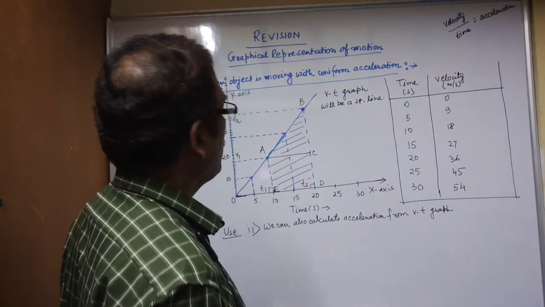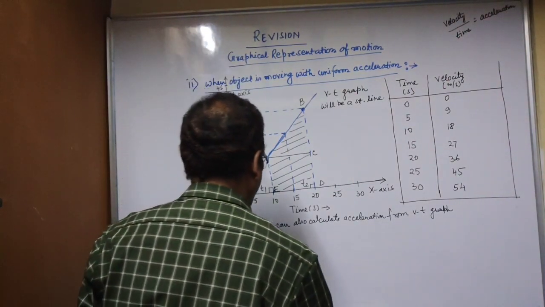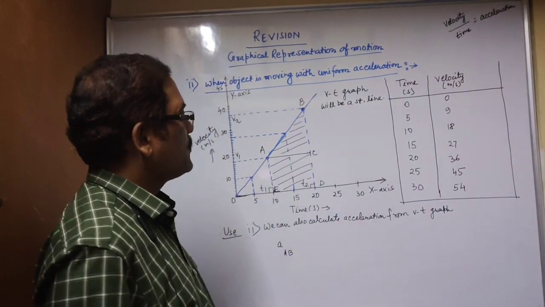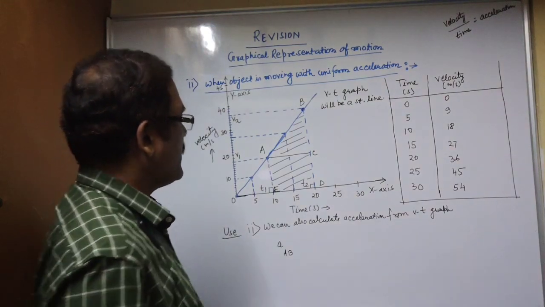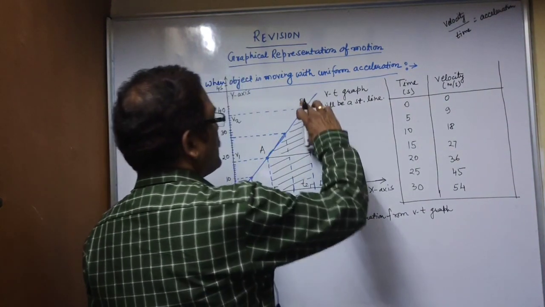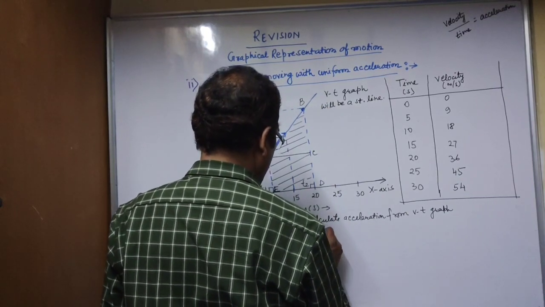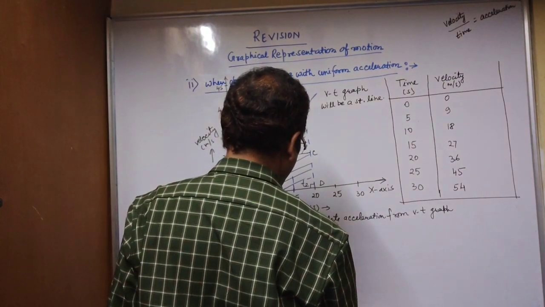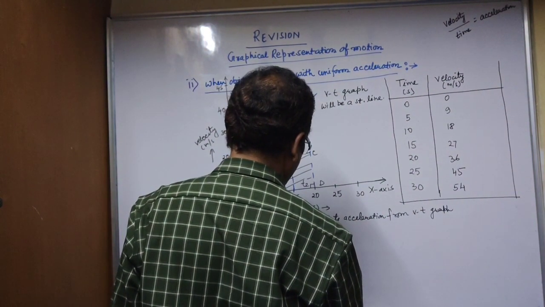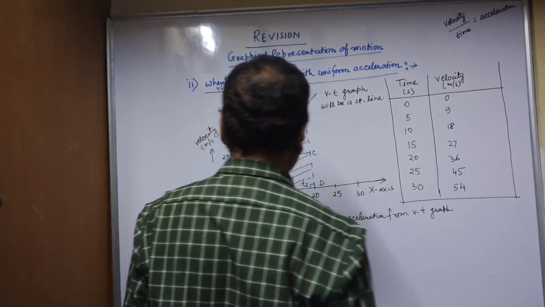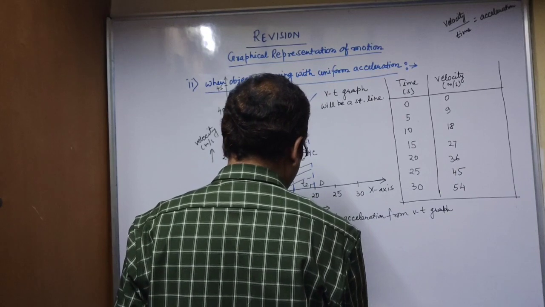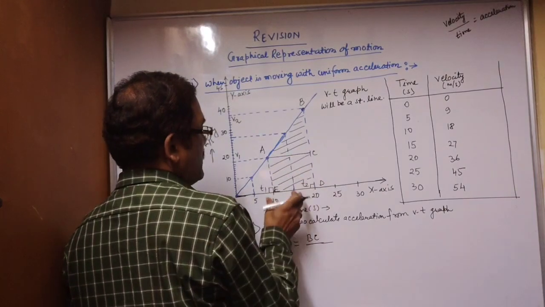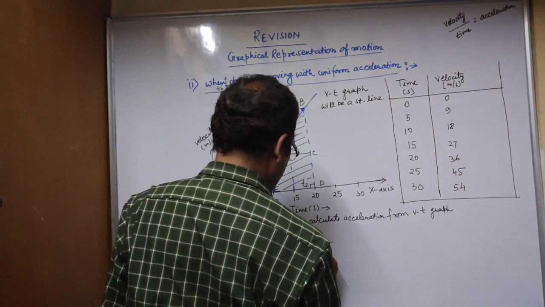So if you have to calculate acceleration, suppose you want to calculate acceleration between point A and B, isn't it? So acceleration is equal to change in velocity. So this BC represents change in velocity, divided by the time interval. So AC or ED represents the time interval.